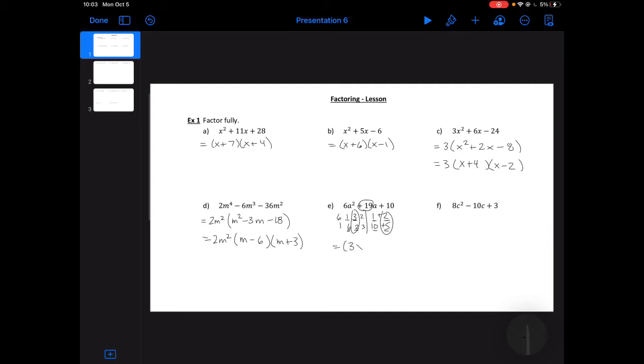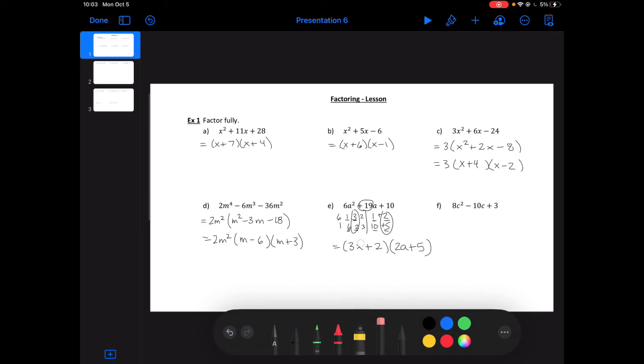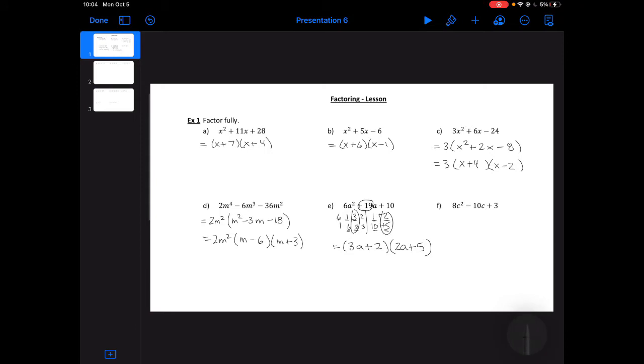So I'm going to have 3x plus 2 and 2a plus 5. And I'm going to fix that. You should always factor using the variables that are given in the question. In this case, a. Moving on to example F, we have another tricky trinomial.